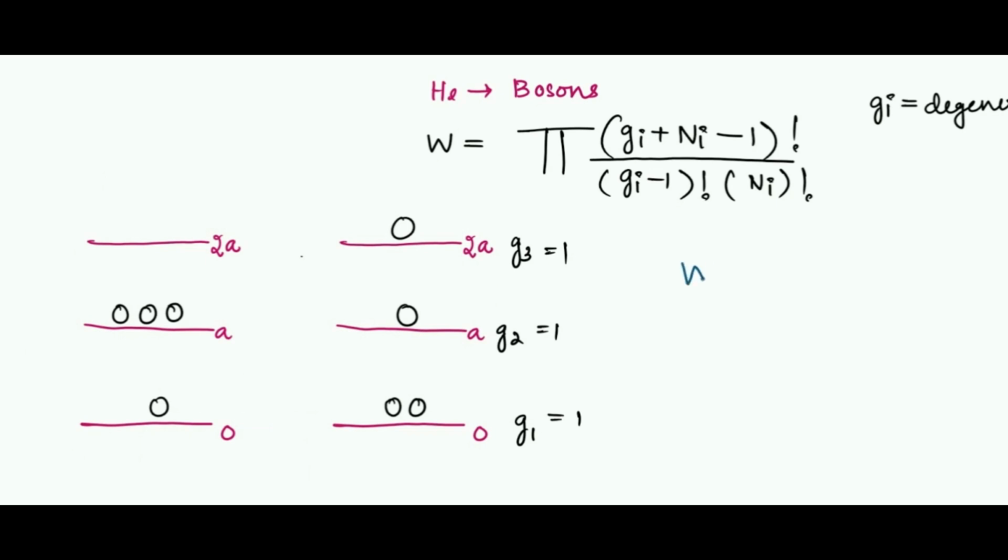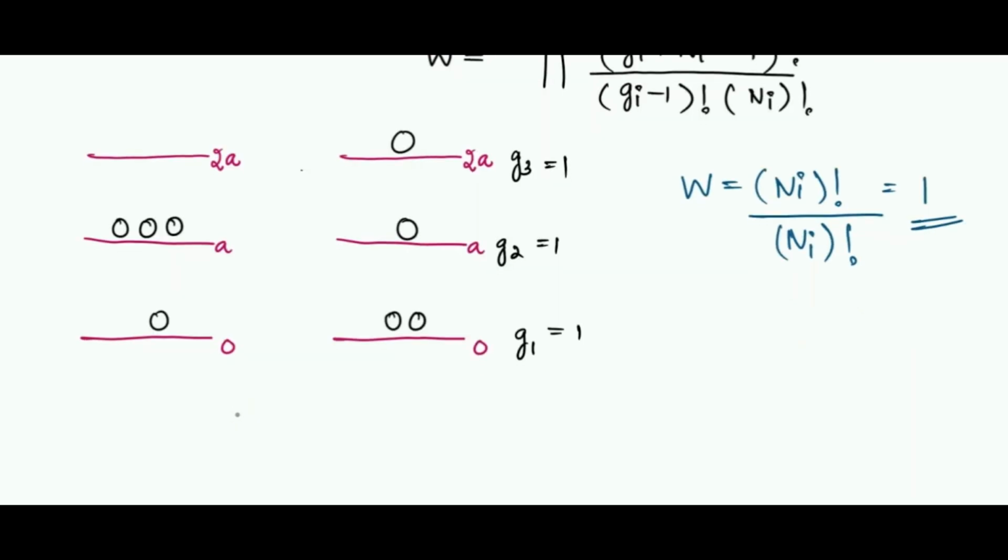So if I put this 1 in the value over here, W is equal to product of GI to the power NI by NI factorial into GI minus NI factorial. If I put 1, 1 minus 1 is 0, 0 factorial is 1, and NI factorial is 1. I'm going to get 1 microstate. So the corresponding W is equal to 1 in each case. So my total answer is equal to 2. Option C.